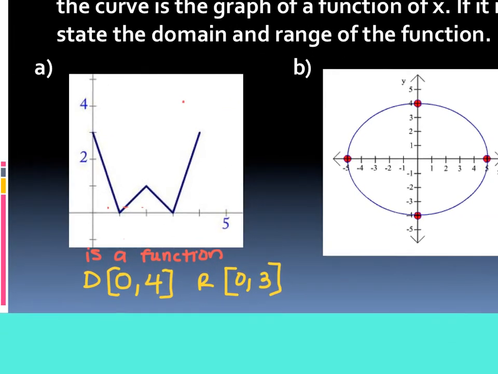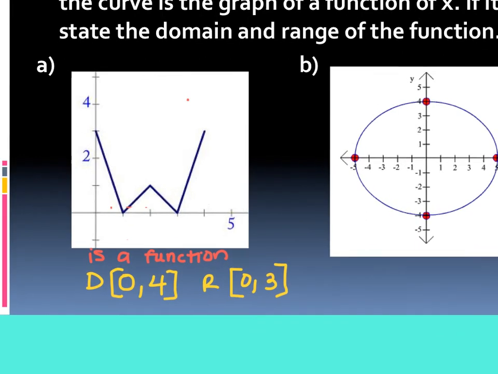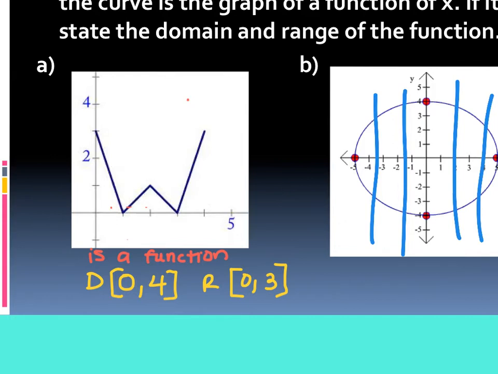Okay, B says, again, start the same way. Vertical lines. Do any of the vertical lines intersect this graph at more than 1 point? Yep, all of them do, except for the very left and the very right, right? So this is not a function.